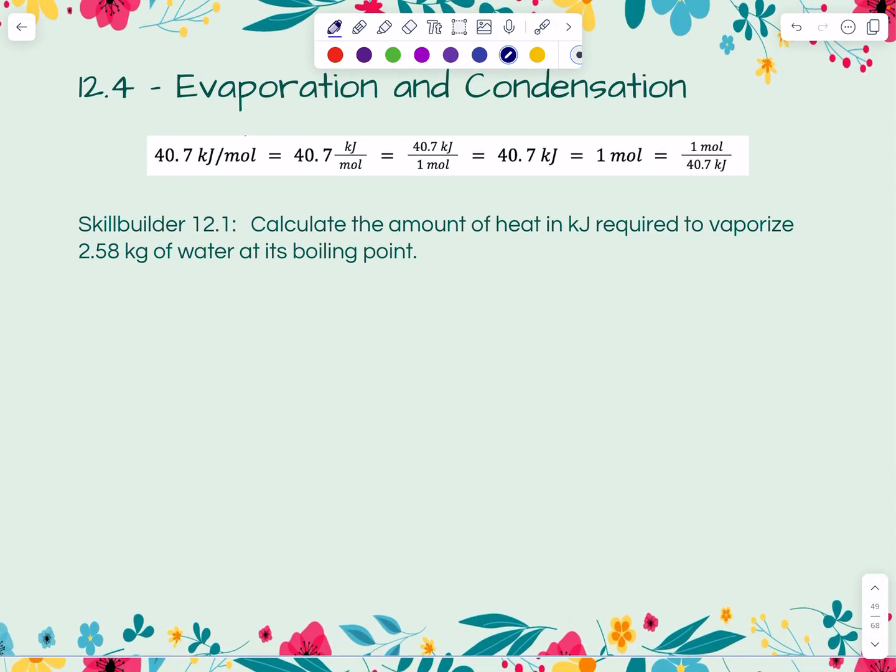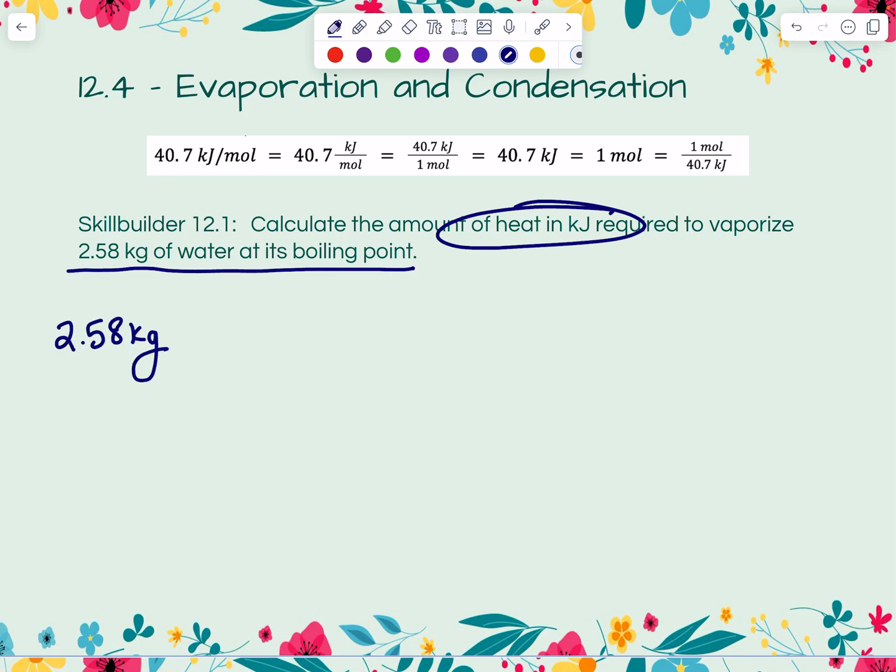And right number of significant figures, any number coming from the periodic table has 4. And then the last one of these, calculate the amount of heat in kilojoules required to vaporize 2.58 kilograms of water at its boiling point. See if you can do this one on your own. Press pause. Remember, 2.58 kilograms, you're going to need to convert that into grams first.